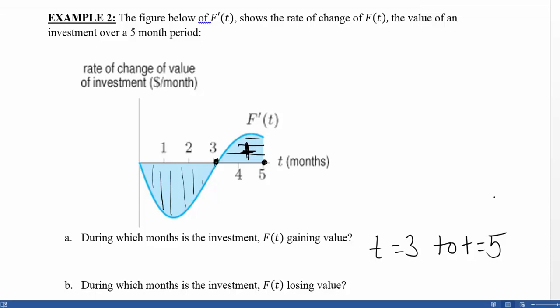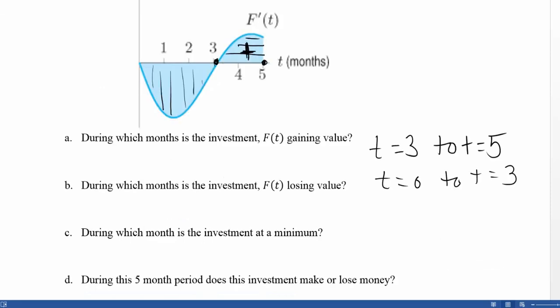Now for part B, we want to know during which months is the investment losing value. So again, I'm interested in where I have negative area because that tells me where my original function is decreasing. So that happens from time equals 0 to time equals 3. And again, I know that because I can see that the area is below the x-axis. There's 2 more questions. Part C. During which month is the investment at a minimum?